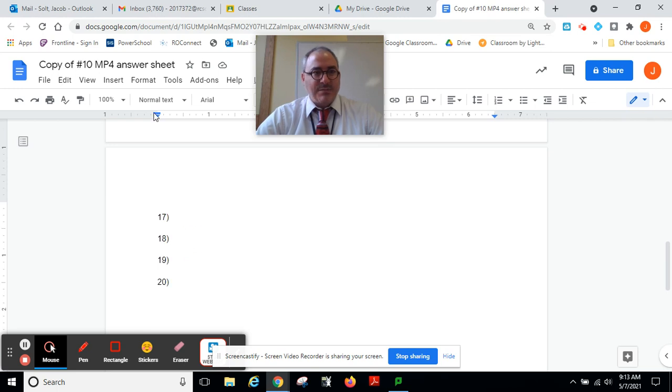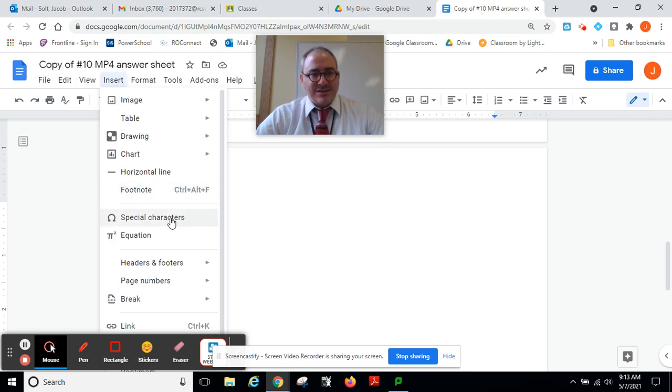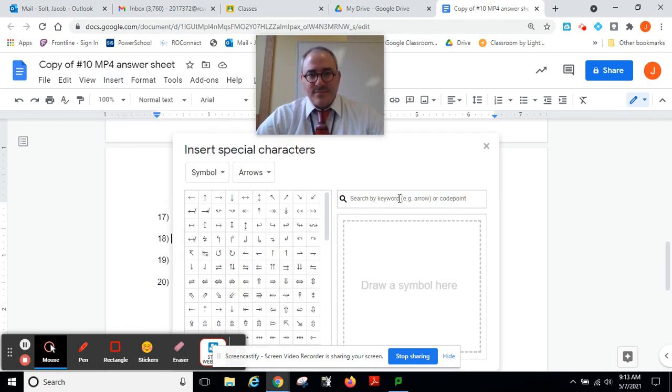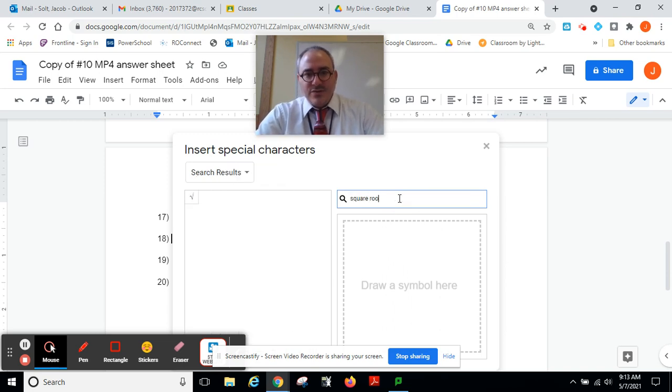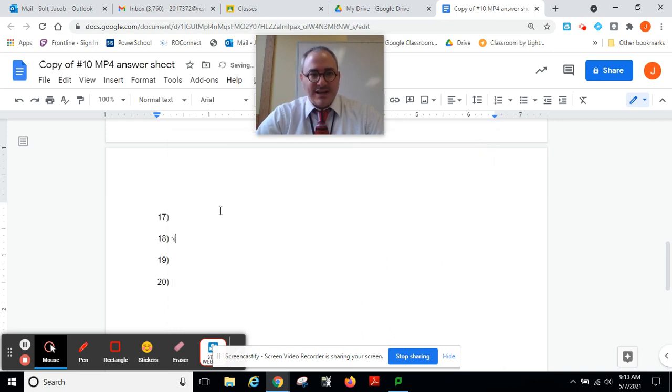Where's my 18? There it is. I'm going to insert special character. I want to insert the square root symbol. There it is. I click on it, and then it should pop right into my document. I'm now going to select that square root symbol and Control C on it. Now, every time I do Control V, I can paste that symbol.